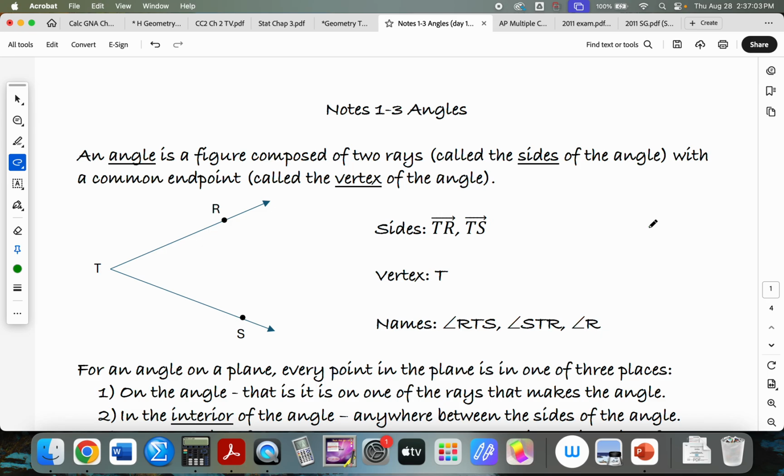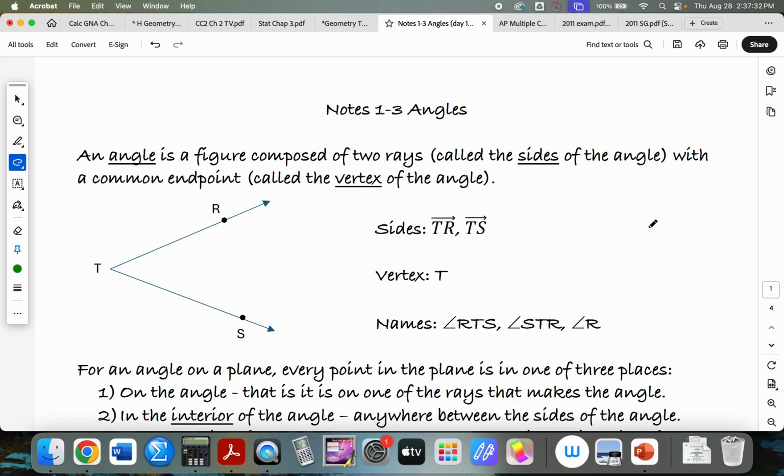So we've been talking a lot about angles, which is one of our primary ideas. Another about segments rather. Today we're going to switch to angles, which is another primary idea that we'll have, and we'll use those two things to make various shapes. So an angle is a figure composed of two rays. Those are called the sides of the angle, with a common endpoint called the vertex.